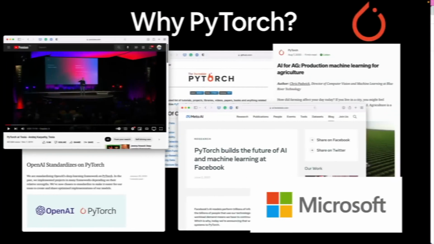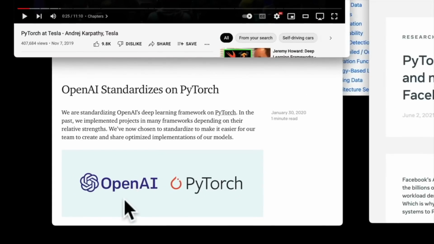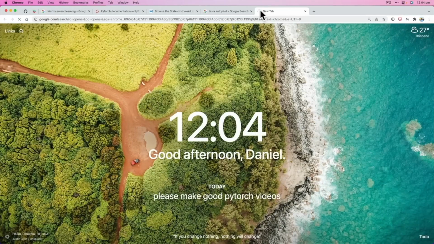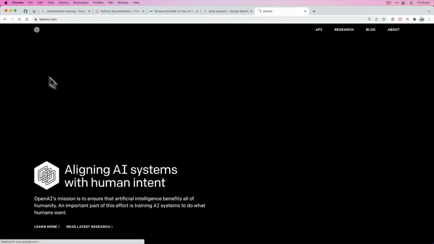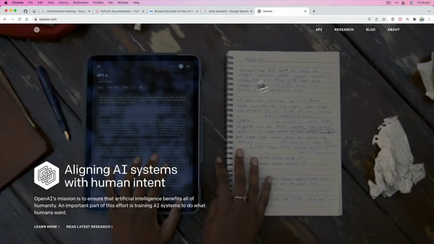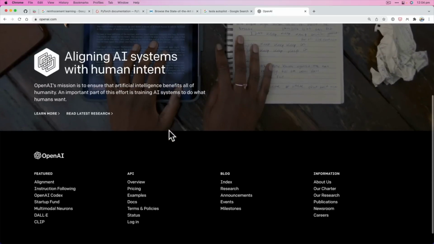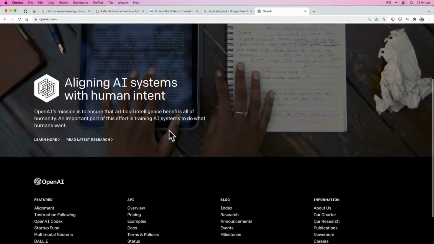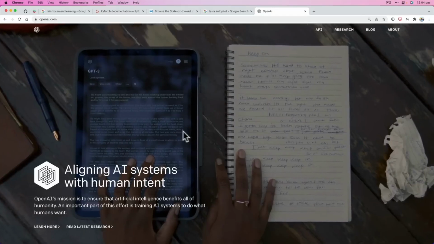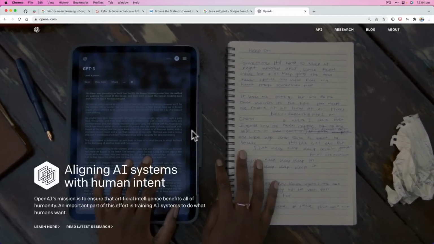We come back here. OpenAI, which is one of the biggest open artificial intelligence research firms, open in the sense that they publish a lot of their research methodologies. However, recently there's been some debate about that. But if you go to openai.com, let's just say that they're one of the biggest AI research entities in the world, and they've standardized on PyTorch.